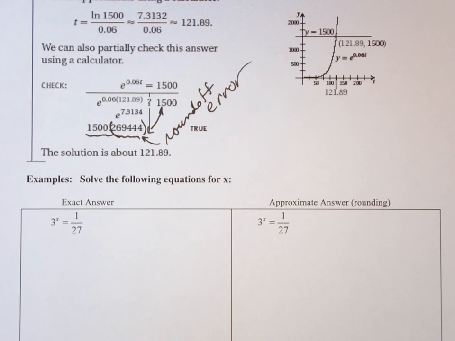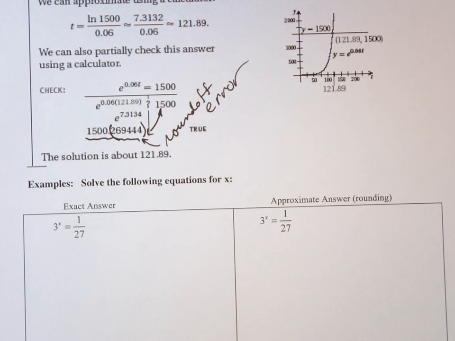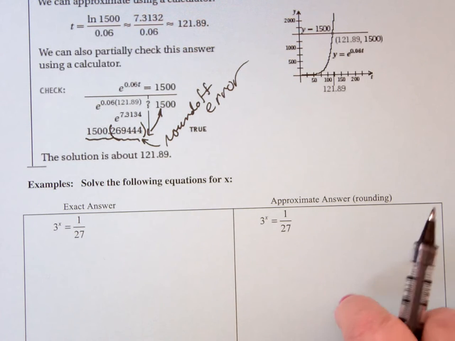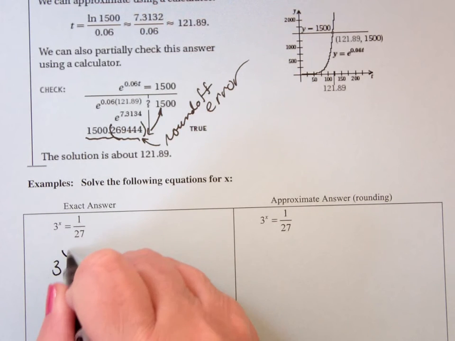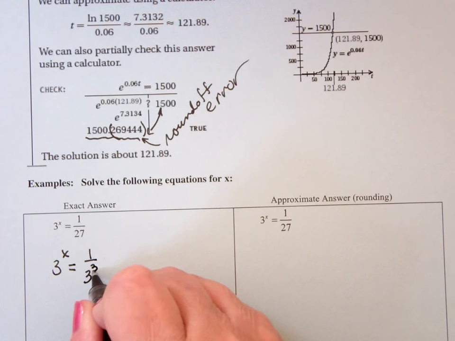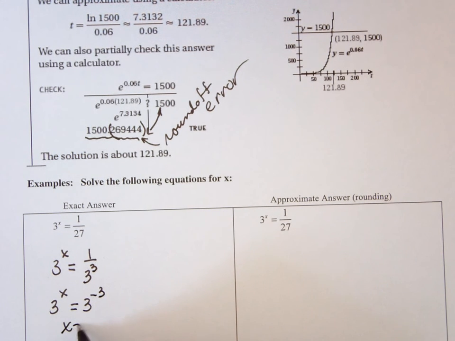Now, why I'm looking at this problem, and I'm saying to myself, exact answer, approximate answer, it makes no sense to me. And why would this make no sense to me, this particular problem, to have an exact and an approximate? What do you notice about 1 over 27? I can write both as base 3. Is there going to be an approximate answer? Well, no. This goes back to 3 to the x is equal to 1 over 3 to the 3. 3 to the x is equal to 3 to the minus 3, or x equals 3.